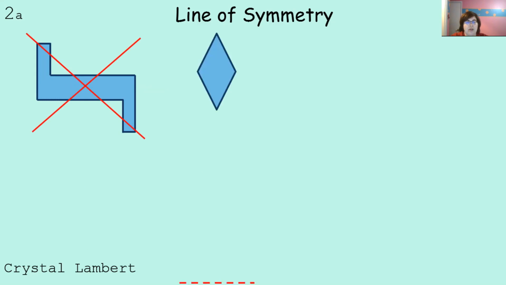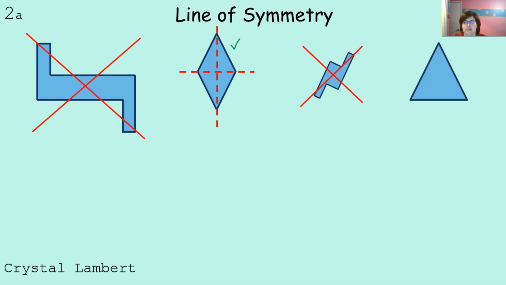Next, if we fold this, does it match up perfectly? Yes. What about if we fold it this way? Yes. So this is symmetrical, and it has 2 lines of symmetry. We're going to run through these kind of quick. That didn't work. What if we fold it this way at an angle? No, it's still not going to work. So this one is not symmetrical.